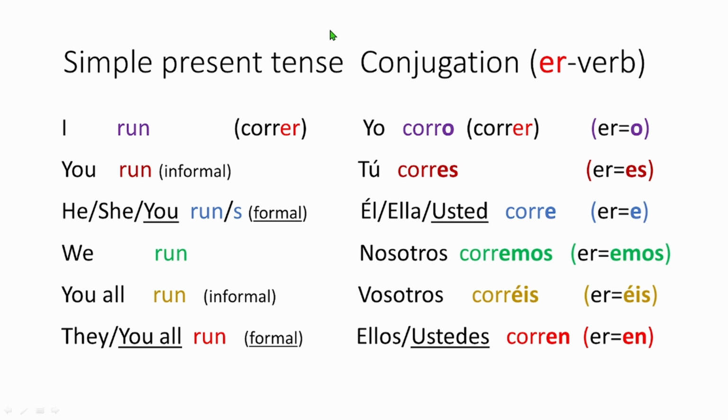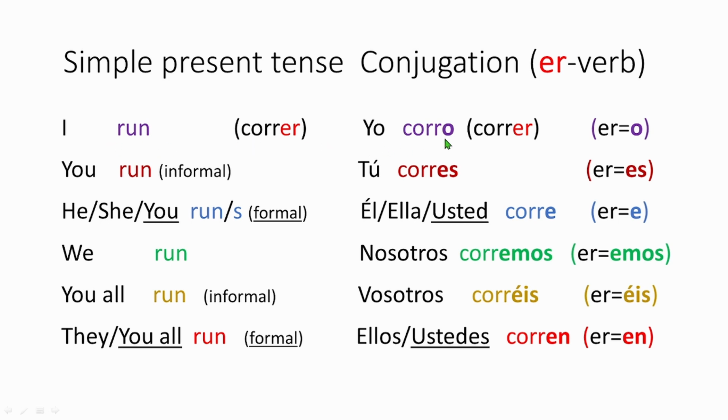Now here we're going to learn about again present tense, but for ER verbs. Gonna learn how to conjugate if it is ER ending verb, right? As we know, in Spanish there are three types of verb: AR ending verb, ER ending verb, and IR ending verbs, right? So we completed AR. Let's go for ER. Now we have I run. Now run in Spanish is correr.